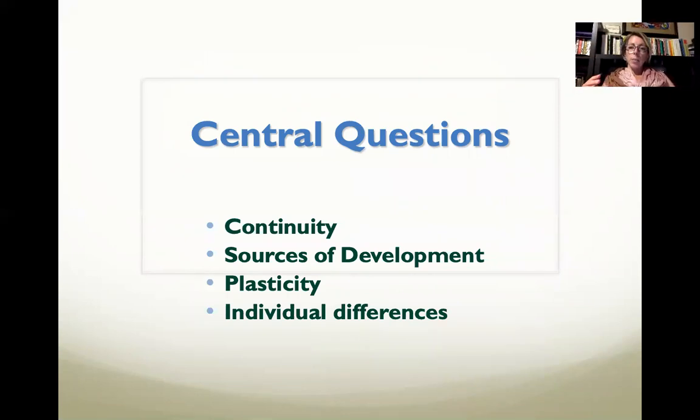Okay, so next, let's talk about central questions. This is again getting back at some of those major theoretical pushes, some of the major concepts that we study in child development. And we'll talk about each of these four in turn.